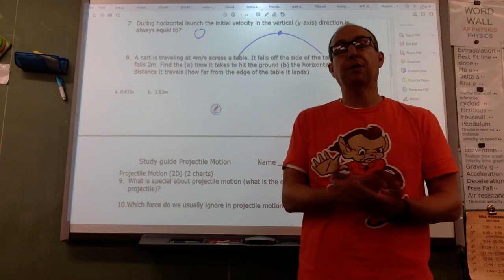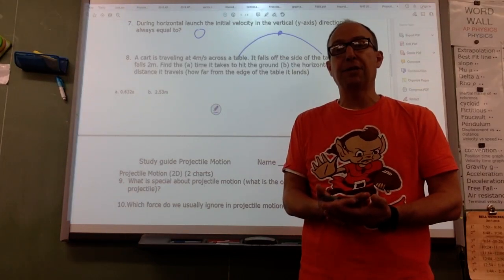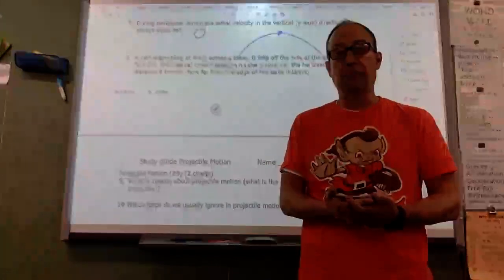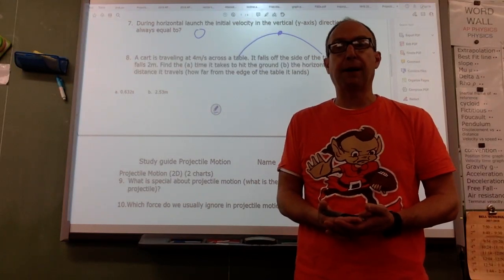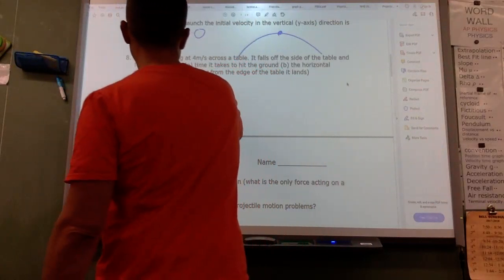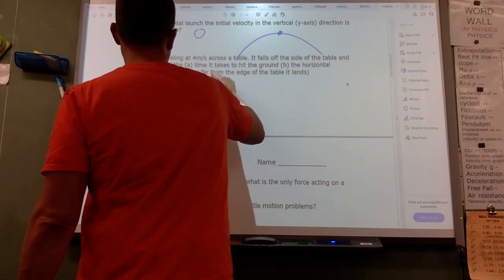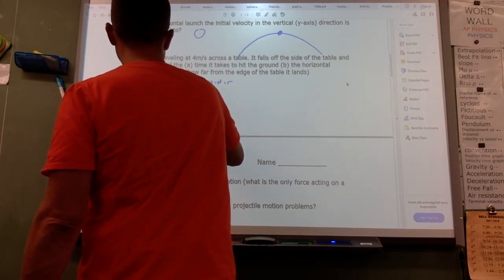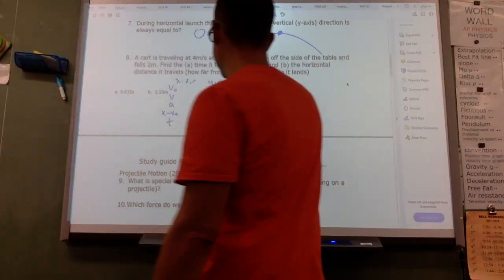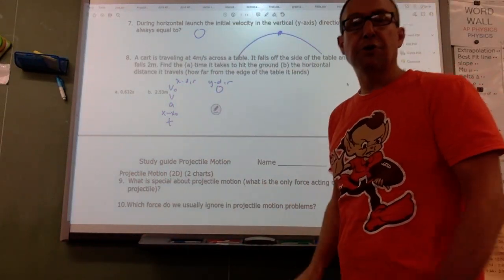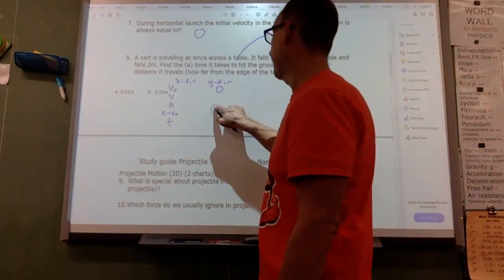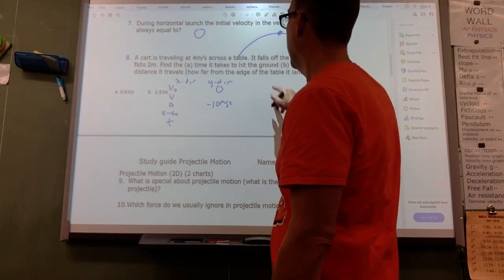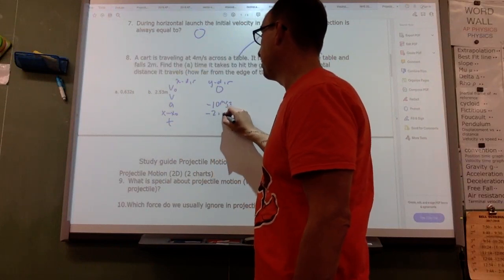So the x direction and the y direction are independent. They're each dealing with their own constant acceleration. In the x direction, that constant acceleration is 0. In the y direction, it's gravity. So I'm going to make an x direction chart, and I'm going to make a y direction chart. And what we're saying is this starts off as 0, so there's no velocity in the y direction to start with. Our acceleration in the y direction is negative 10, and it's going to fall negative 2 meters to the ground.